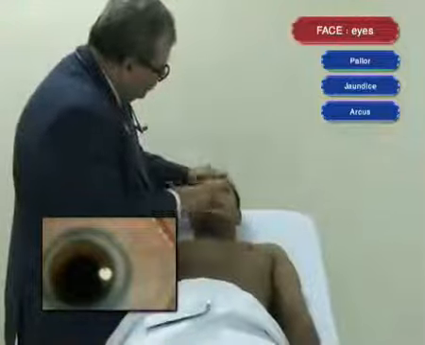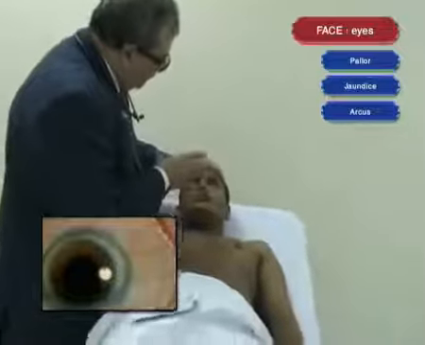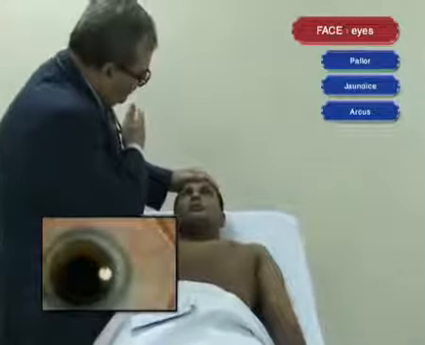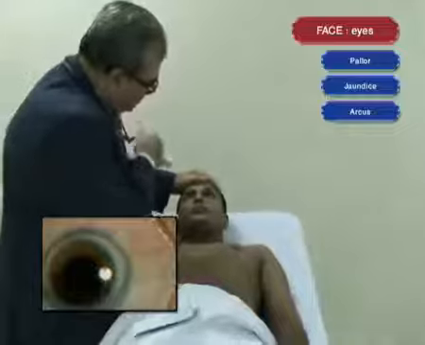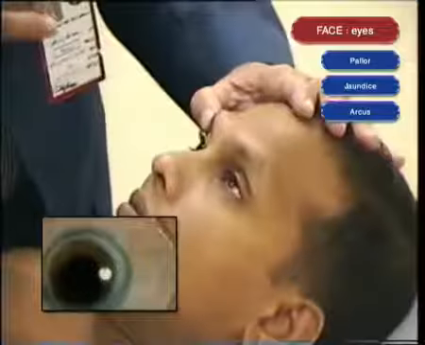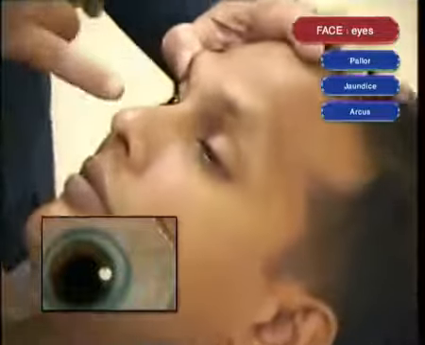Arcus cornealis, we keep it for younger age group, younger than 50 years or younger than 60 years, and we keep arcus senilis for elderly age group when they are above 60 years. And by arcus we mean a lipid deposition, grayish or a bit yellowish lipid deposition around the cornea of the patient.